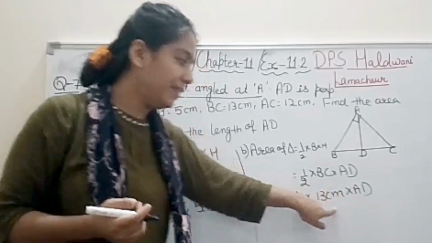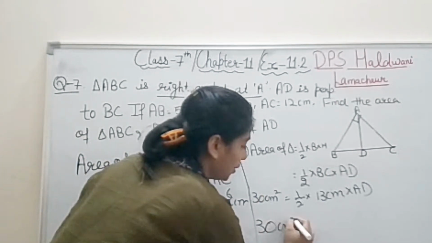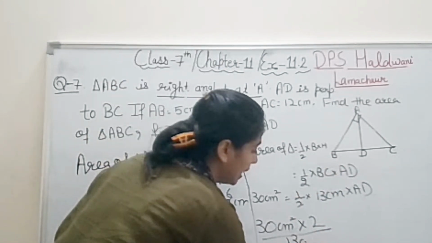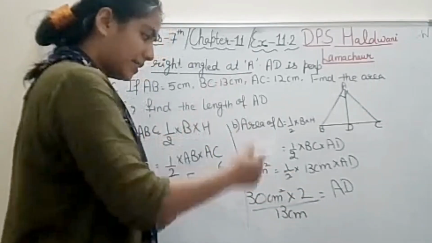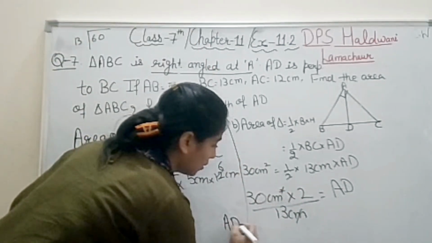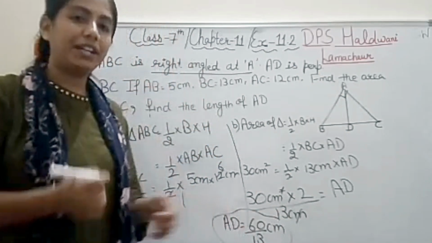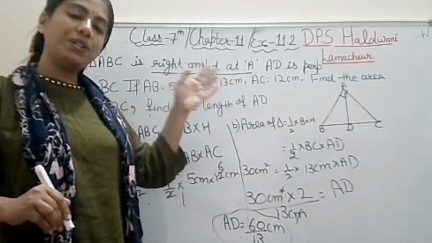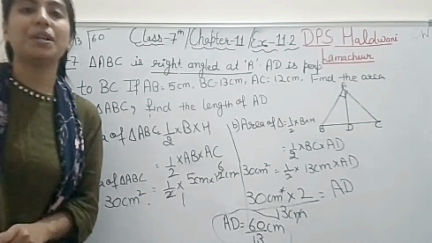So what we'll do? We'll shift these terms toward the left hand side with changing its sign. So 30 centimeter square, 2 is in division, it will go in multiplication. Divided by 13, it is multiplied, it will go with division, is equal to AD. So students, 30 into 2, 60 upon 13. Centimeter will cancel out with centimeter square. So the answer is AD is equal to 60 upon 13 centimeter. Or you can divide it also, right student? This type of question in starting only we have done. Now the question is just formed as a word problem, that's it. Okay, so this is all about your question number 7.